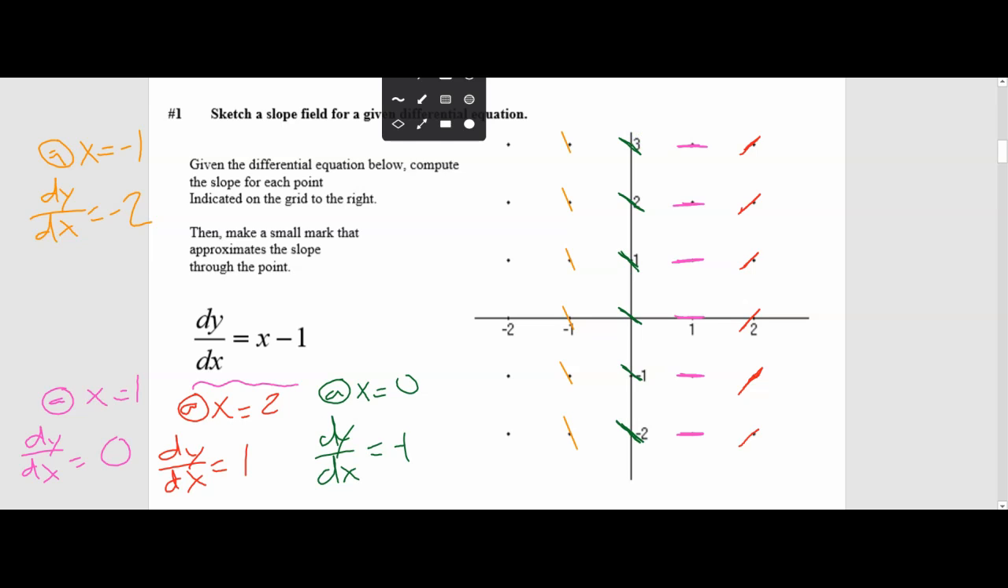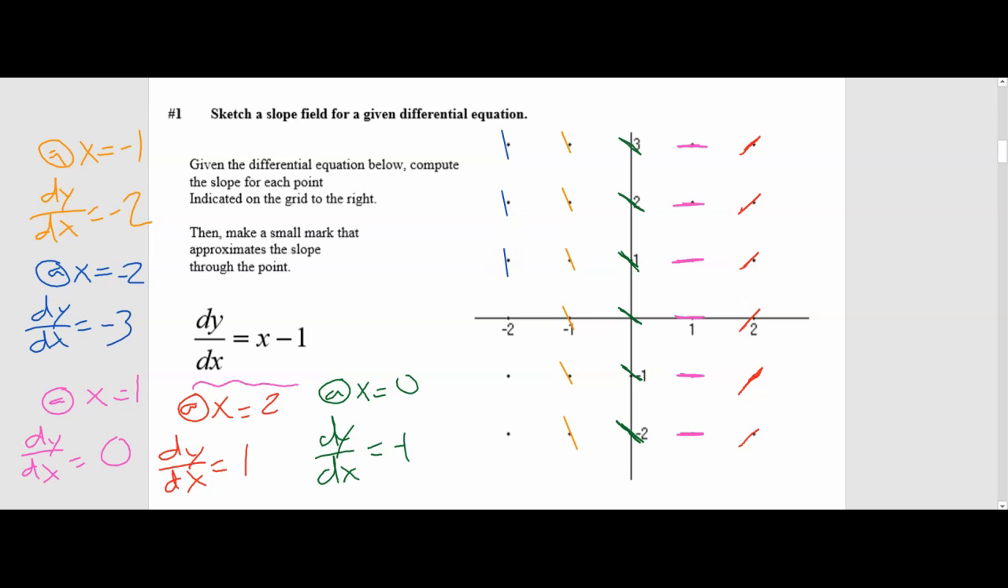And then likewise, at x is equal to -2, dy/dx is equal to -3. So our slopes would even be more steep here. Not completely vertical, right? But more steep than the other ones. So this is how to sketch a slope field.